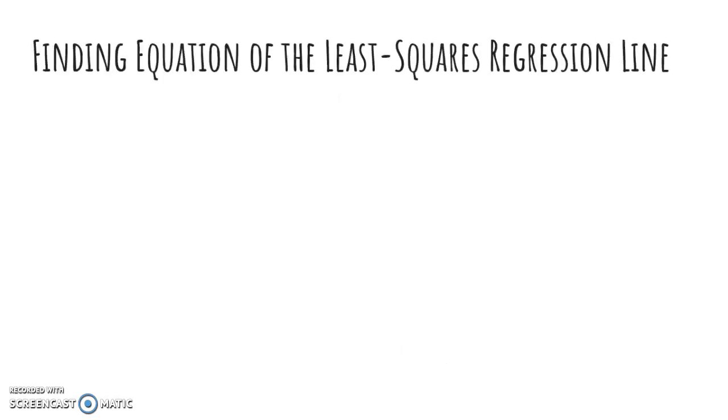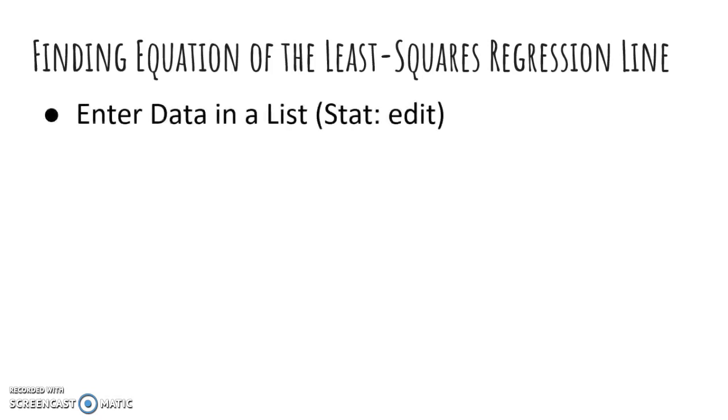So how to find the least squares regression line? Basically, I've already shown you how to do it. It's the same way that you find R. First, you enter the data into the list. You go to Stat, choose Edit, put your X's in one list, your Y's in another. Keep track of where you put each one.